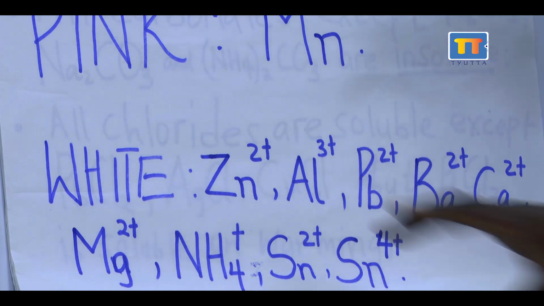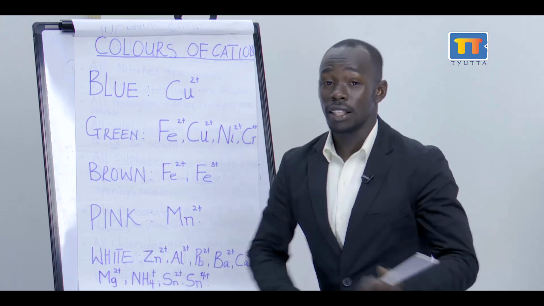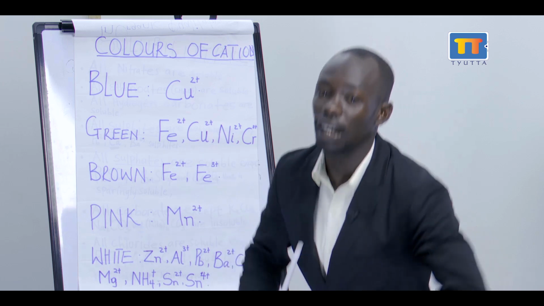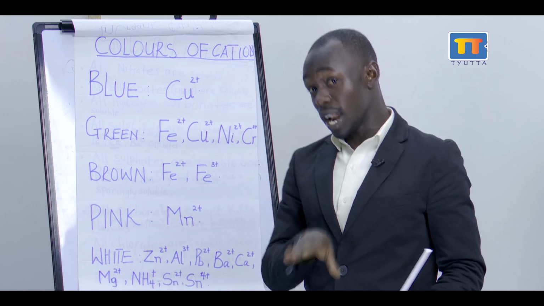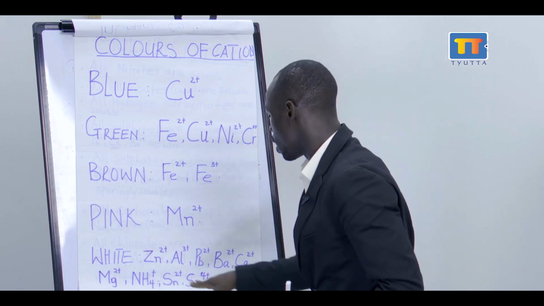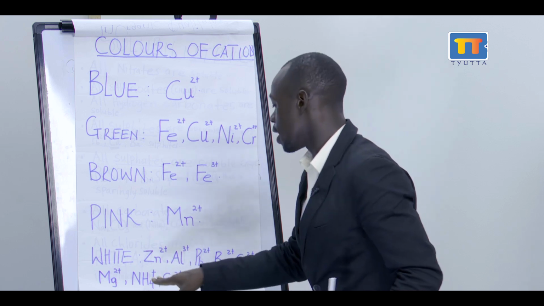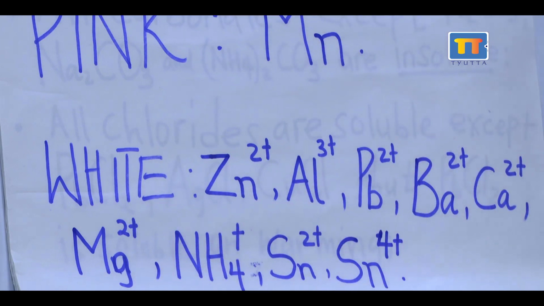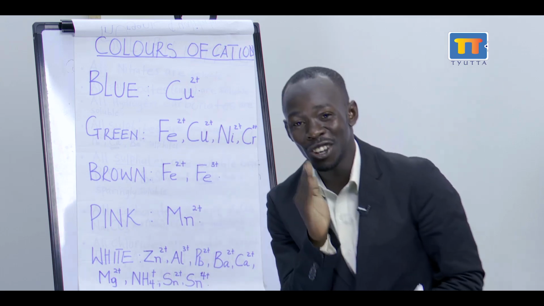All these ones, among very many of them that we are going to discover here in qualitative analysis of inorganic chemistry, is what we call tin 2, tin 4, ammonium, magnesium, zinc, aluminium, lead 2, barium, and calcium. All these have got a unique color which is called white. Now, allow me to show you the white color.